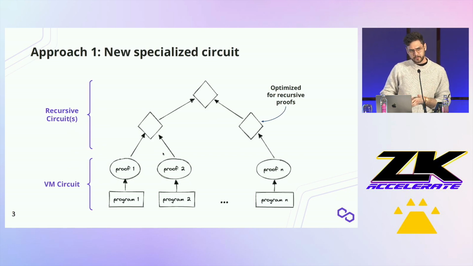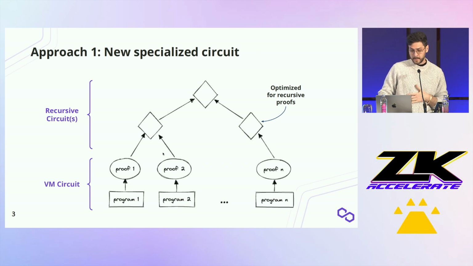So the first approach that we have considered for the recursive verification was to use a specialized circuit, right? So we would have the virtual machine at the bottom, and it's a general purpose, Turing complete virtual machine. You can input to it any kind of program that you want, and as an output of the execution, you have your proof. And you can do the verification of that proof with a specialized circuit.